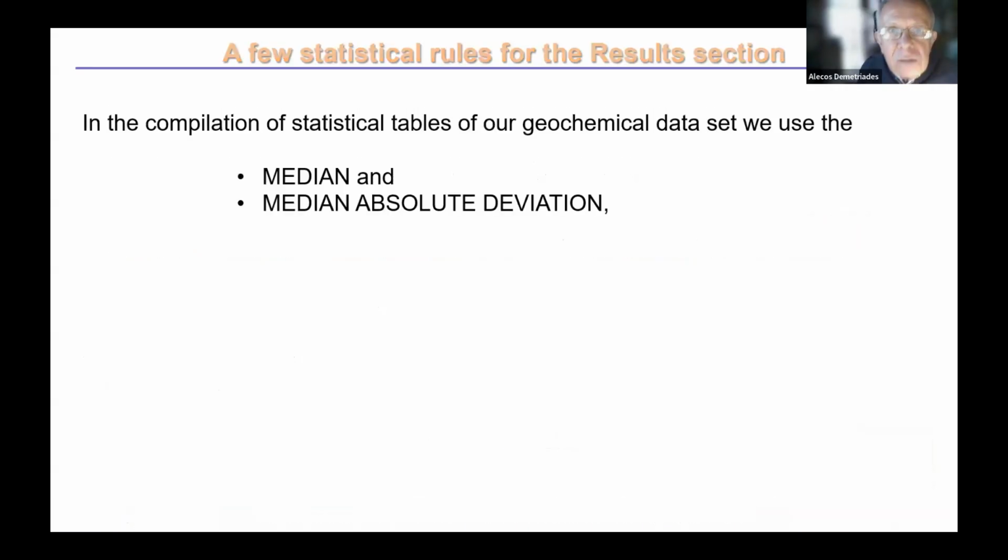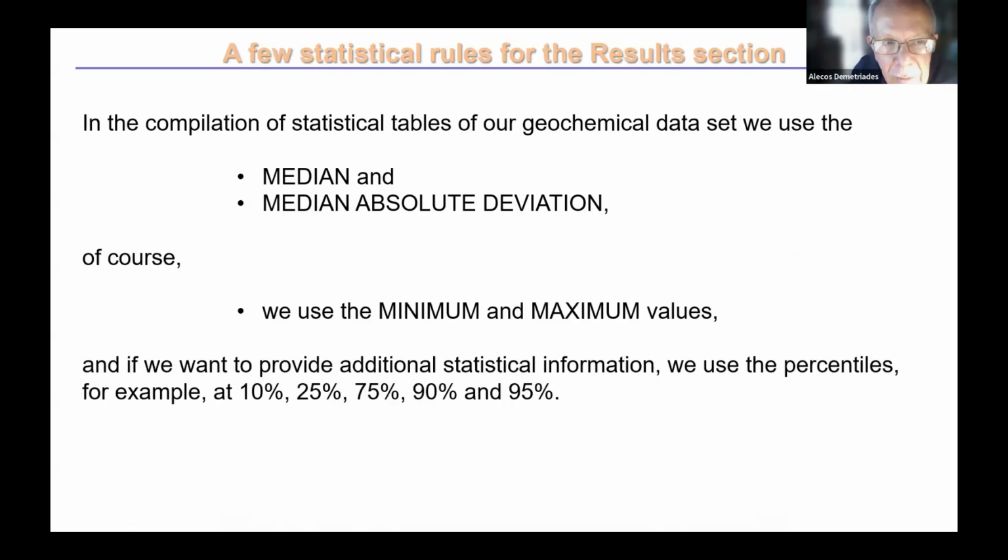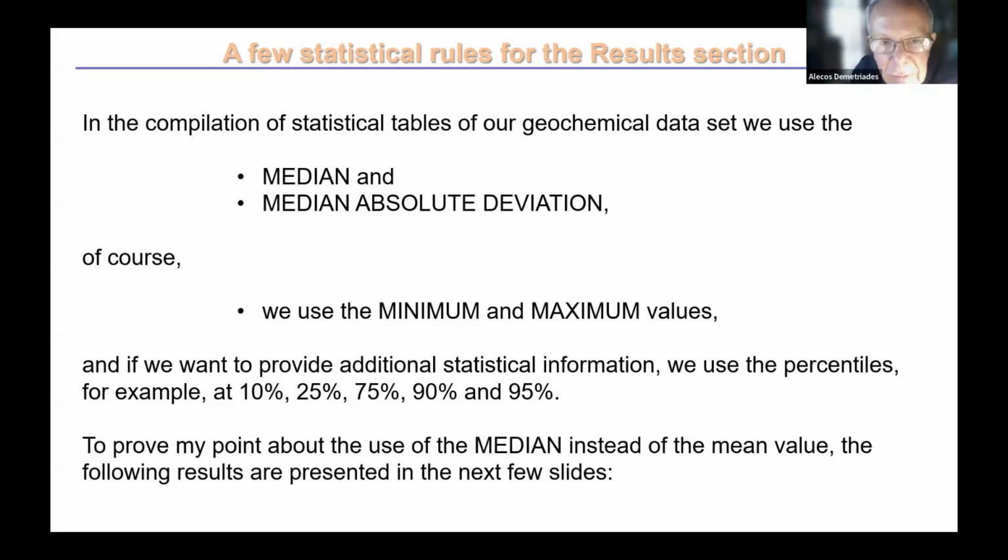In the compilation of statistical tables of our geochemical data set, we use the median and median absolute deviation. Of course, we use the minimum and maximum values. And if we want to provide additional statistical information, we use the percentiles, for example, at 10, 25, 75, 90, and 95%. To prove my point about the use of the median instead of the mean value, the following results are presented in the next few slides.